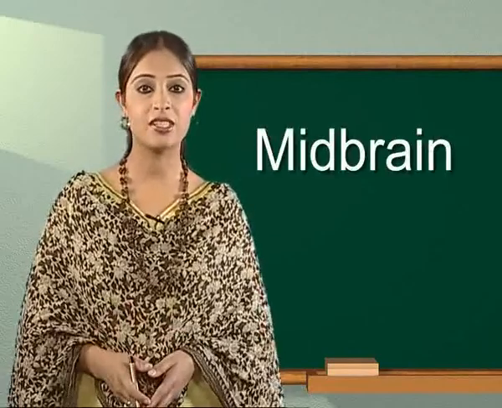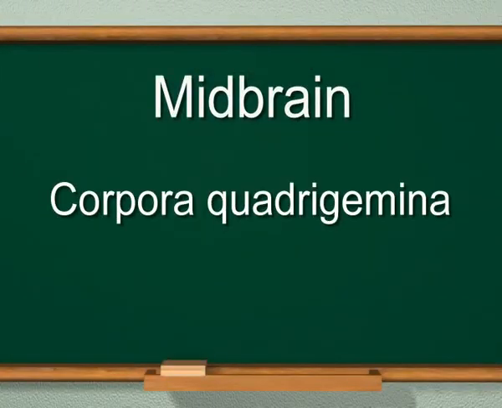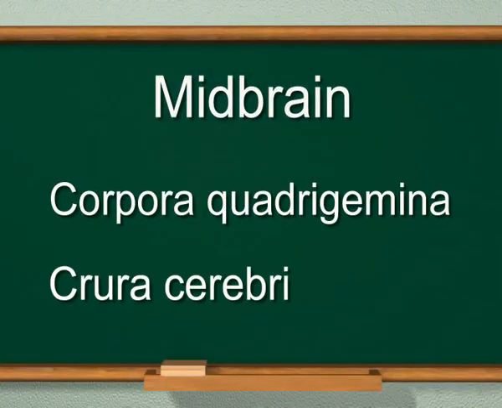It has two structures, corpora quadrigemina and crura cerebri.